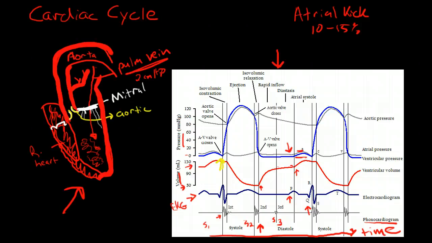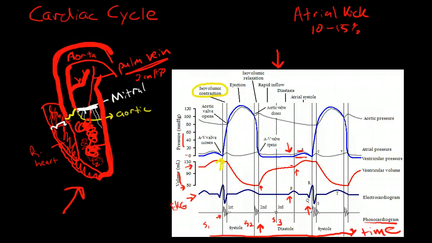And actually, here, let me go back. All through diastole, the aortic valve has been closed. So now we are in a situation called isovolumetric contraction. It's called isovolumetric because the ventricle is completely filled with blood.